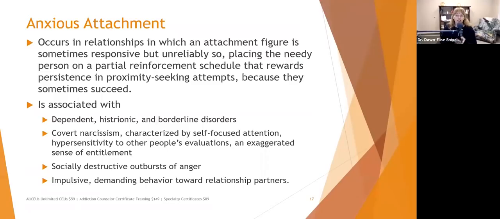Anxious attachment is associated with dependent, histrionic, and borderline personality disorder characteristics. Covert narcissism is characterized by self-focused attention, hypersensitivity to other people's evaluations, and an exaggerated sense of self-entitlement. Socially destructive outbursts of anger are also not uncommon. You can see why they may have difficulty with forming relationships with healthcare providers. And they can be impulsive and demanding towards providers or relationship partners. These are the kind of characteristics that come out in anxious attachment.